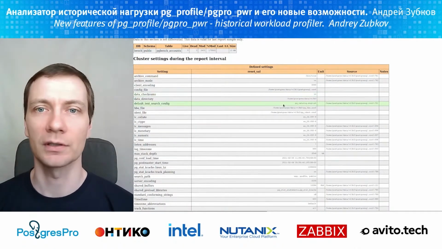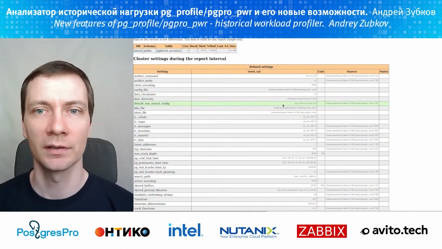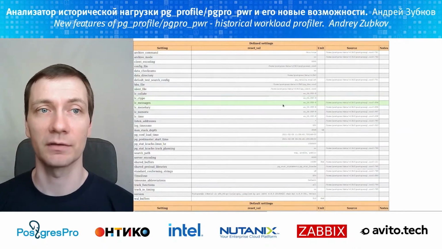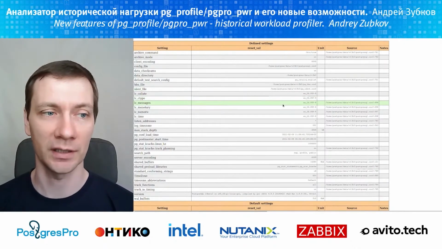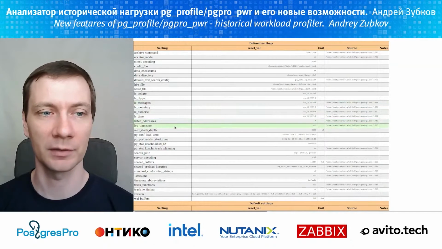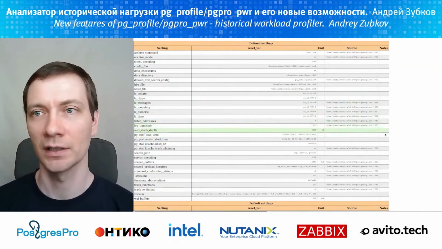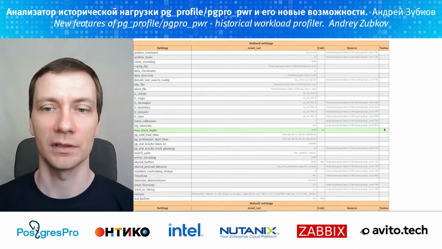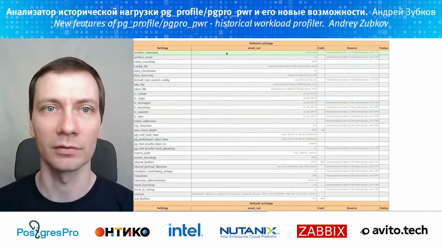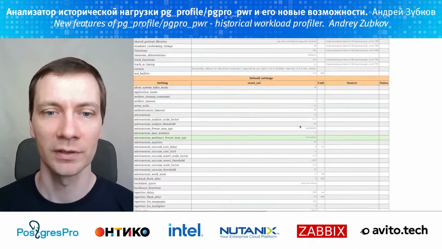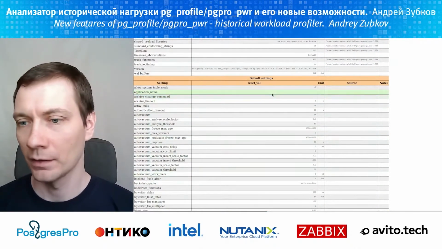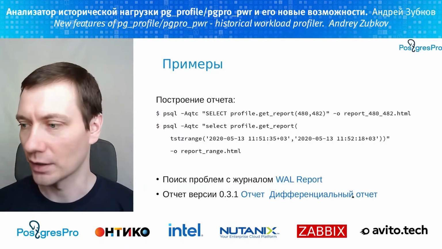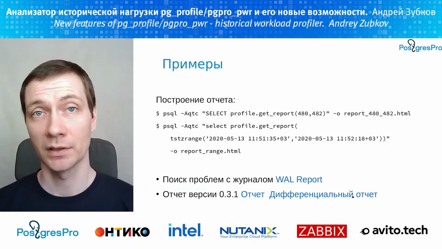Cluster settings during the report interval. This is the table which has Postgres parameters in the course of our parameters. And if within the interval we have missed some parameter changing, there will be one parameter mentioned twice with two different values, and in the comments section, the time will be specified. Above we have non-default values, and here default values. So that's the end of the report.